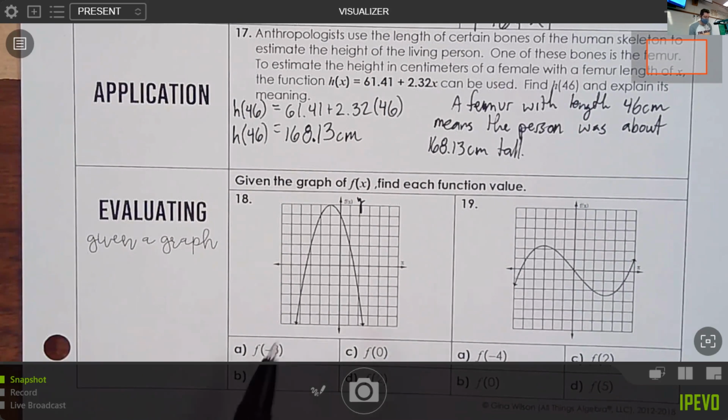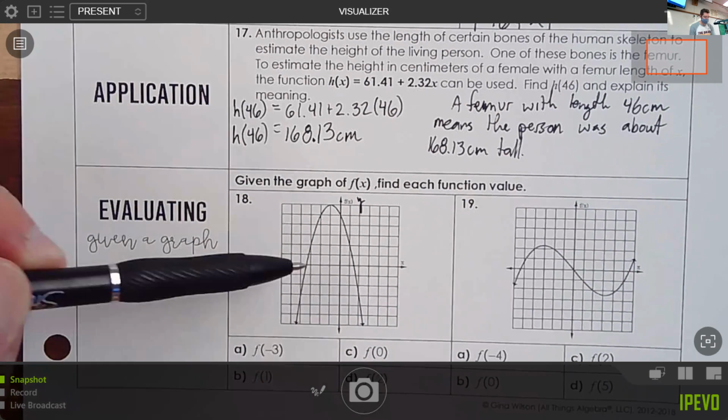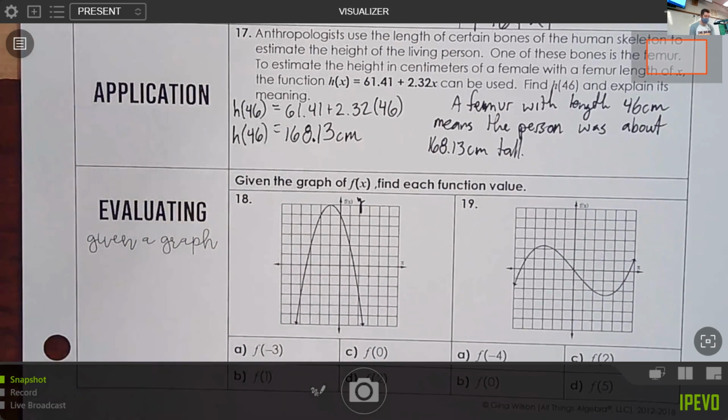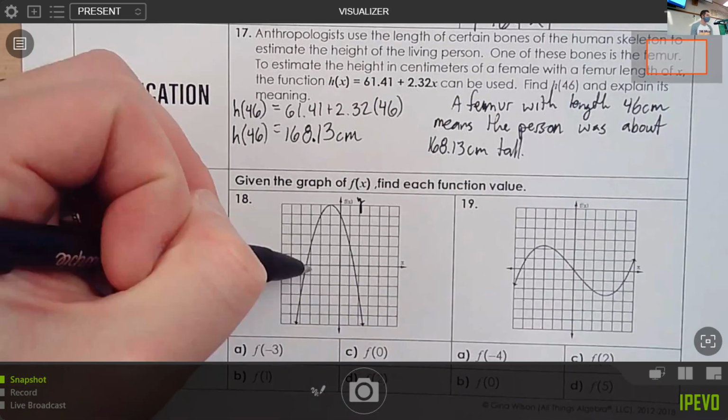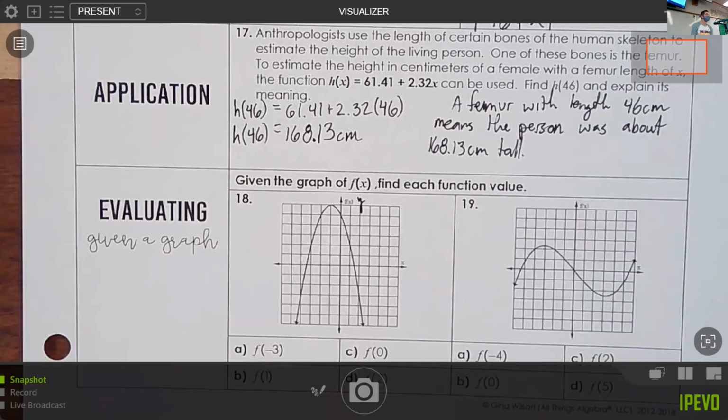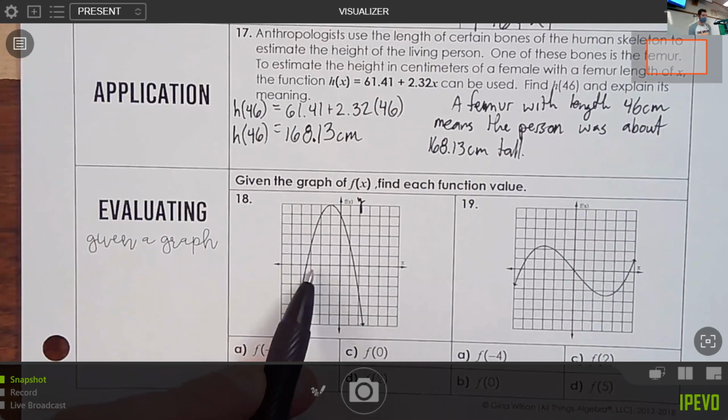So we're going to go -3 on the x-axis. You start in the middle and you count 1, 2, 3 to the left. How far up do you have to go before you get to that curve? If you go 3 to the left, how far up do you have to go to get to the curve? Here's -3 on the x-axis. How far up do you go until you get to the curve?